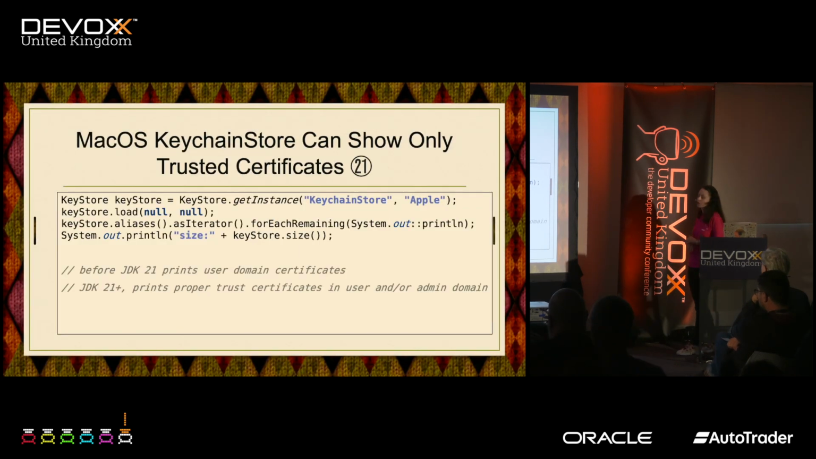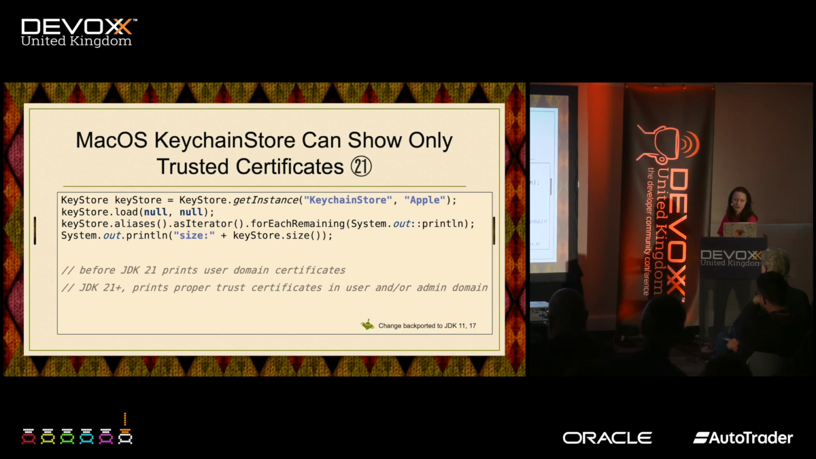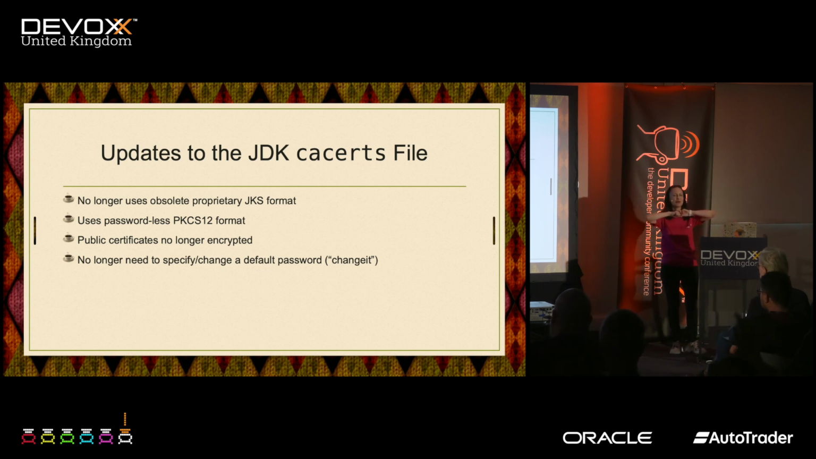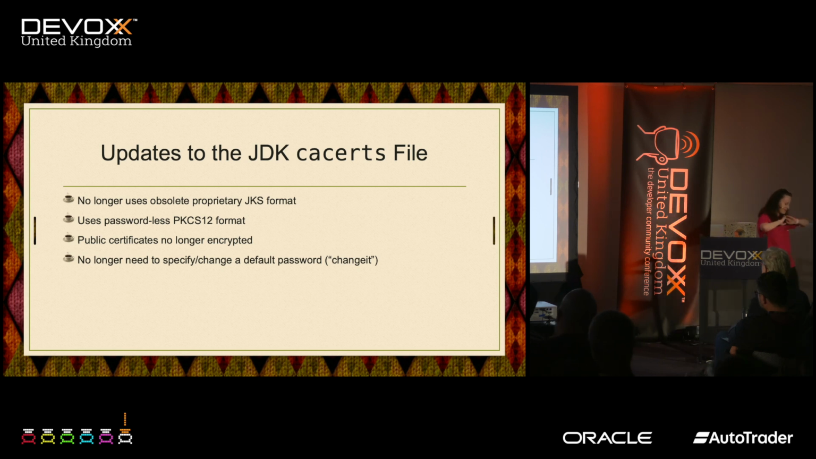Apart from these changes for the macOS keychain store, there were also some updates for the JDK cacerts file. Have you used cacerts? Can you please raise your hand? Well, what was its default password all the time? Changeit, right? We have used to change it, and I think it became in our DNA as developers to always use changeit. Now, the good news is there's no more password for that. So there's no longer need to specify that, thank God.